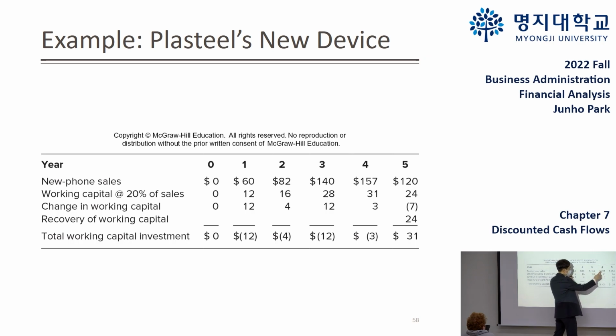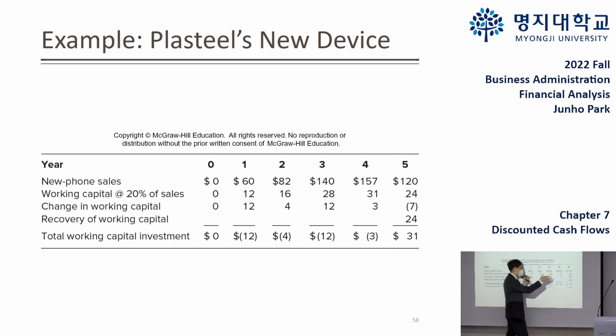Similarly, in the fourth year, in aggregate, you need 31. However, you already have 28. Therefore, you need only 3. In the final year, you have already put in 31. However, now this is the end of your project, so you are returning. You are getting all the working capital back. Therefore, you are going to have a positive cash flow, not a negative one. So this will be the changed working capital, which is more correct.